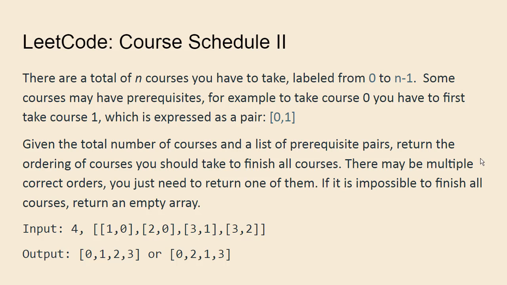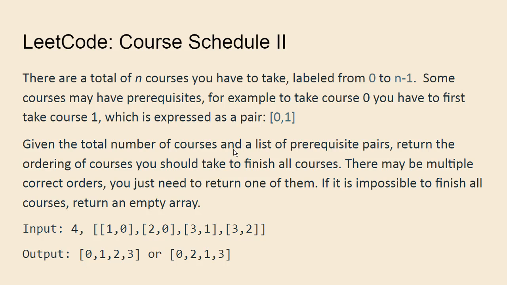So we have n courses that you have to take, and the courses are labeled from 0 to n minus 1. And then, as you all know, courses have prerequisites. For example, if course 1 is the prerequisite of course 0, meaning that in order to take 0 you have to first take 1, then this is expressed as a pair [0, 1]. In terms of graph, this is really an edge from 1 to 0. It says that you have to take 1 first and then you can take 0.